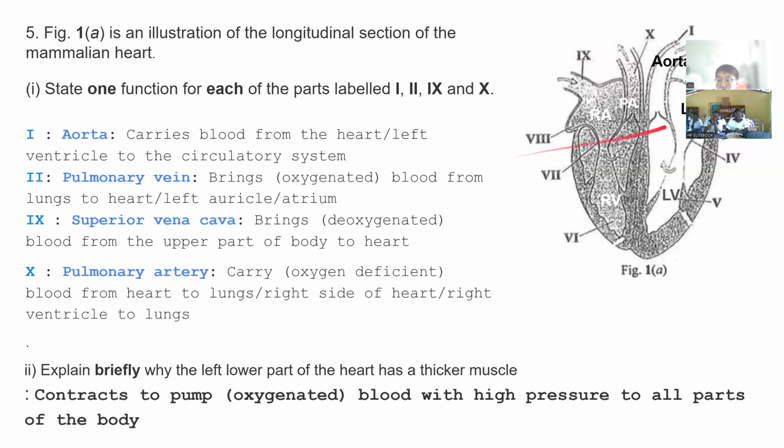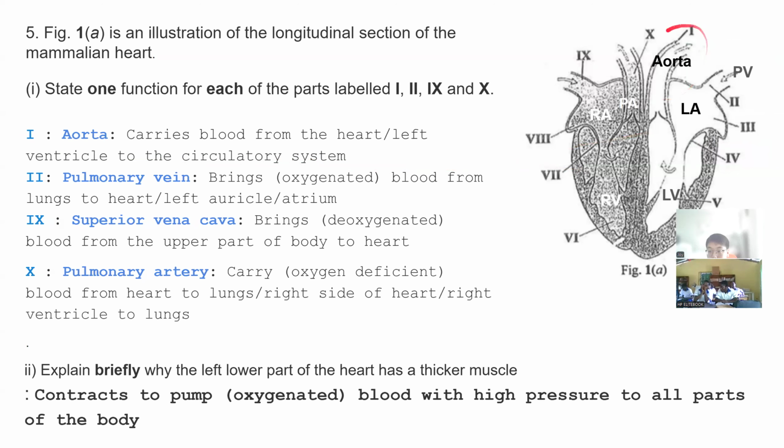So 1, it's over here. Remember that is the aorta because it is located on the left atrium and it follows from the left ventricle. And from that, it goes out into the aorta. The function of the aorta is to carry blood from the heart to the rest of the body.